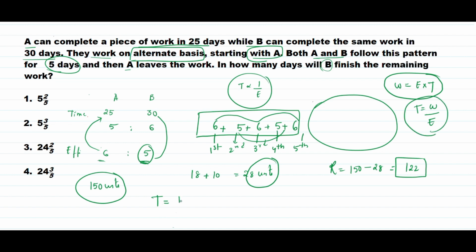So how much work is left? 122 units of work. How much with efficiency? 5. So mixed fraction: 5 2s are 10 and 2, 5 4s are 20, and you are left with 2, so 2 by 5. 24 2/5 days will be required for B to complete the remaining 120 units of work. Okay, let's see your next question.